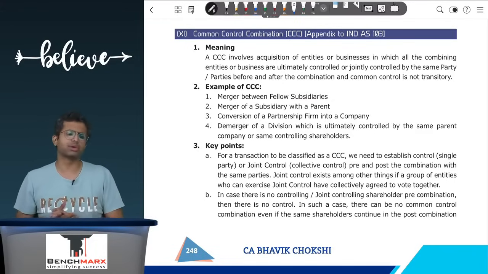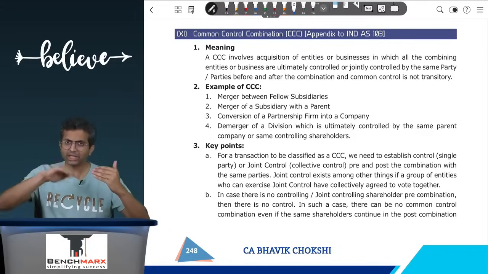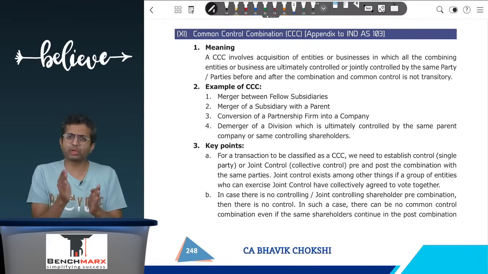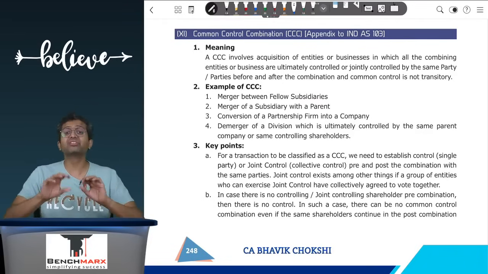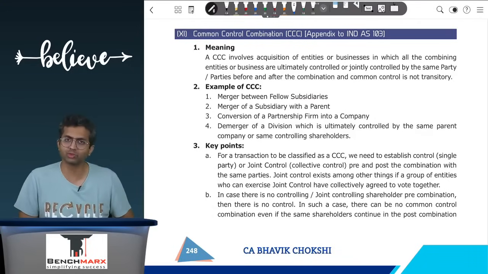Remember a couple of key points for common control combination. Common control exists if both pre and post combination, the control is with the same individual party if there is control, or with the same jointly controlling parties if there is joint control. Even joint control is considered over here in case of common control combination.